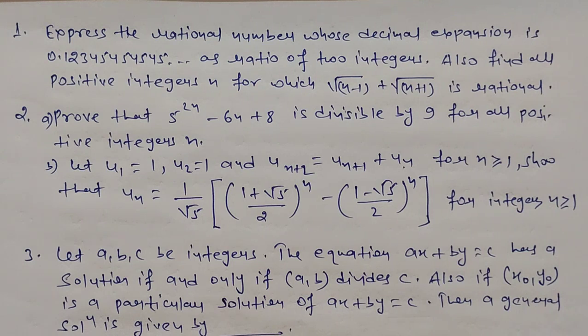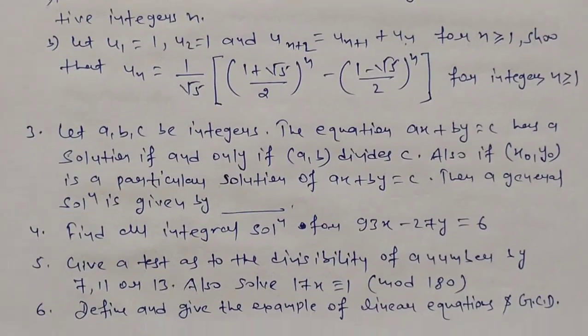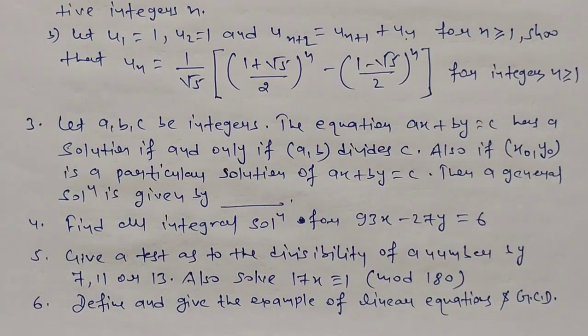The third part is: let a, b, c be integers. The equation ax plus by is equal to c has a solution if and only if gcd of a and b divides c. Also if x0, y0 is a particular solution of ax plus by is equal to c, then a general solution is given by, and we have to find the general solution. The fourth problem is to find all integral solutions for 93x minus 27y is equal to 6.